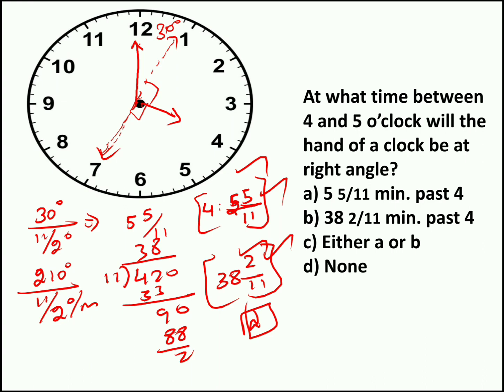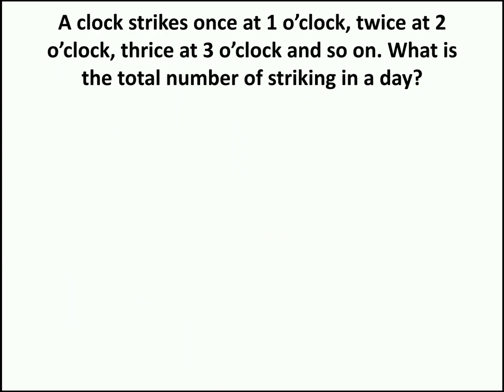Moving to question number 5. A clock strikes once at 1 o'clock, twice at 2 o'clock, thrice at 3 o'clock and so on. What is the total number of strikings in a day? See, exactly at 1 o'clock it will strike once, at 2 o'clock it will strike two times, at 3 o'clock it will strike 3 times.